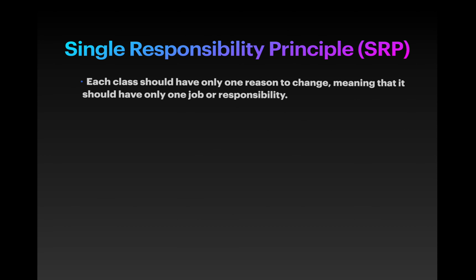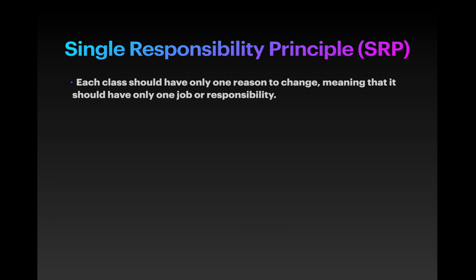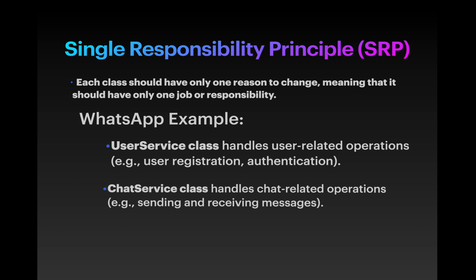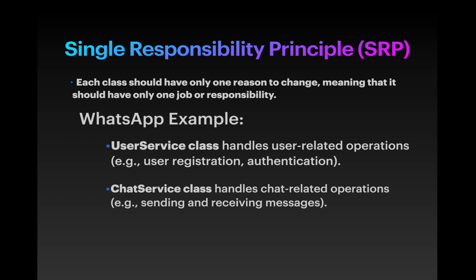So now, single responsibility principle. As per the principle, each class should have only one reason to change, meaning that it should only have one job or one responsibility. Let's suppose a WhatsApp example where we have a user service that handles user-related operations, that is user registration and authentication. And second, we have a chat service class that handles the chat-related operations, that is sending and receiving the message.